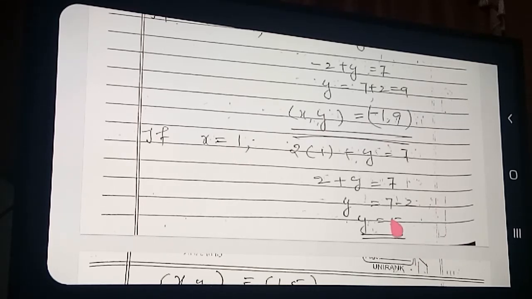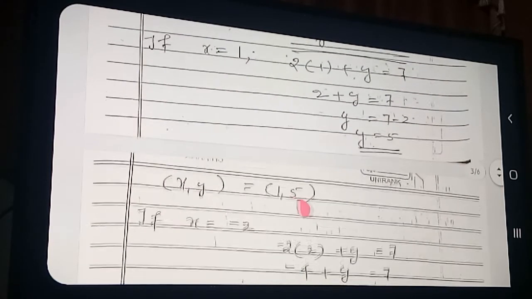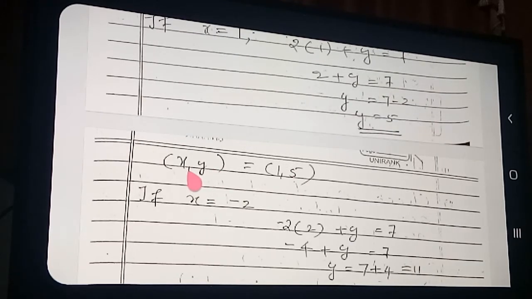Okay, very clear sums. This type of sums are very important also. This chapter is a very easy chapter also. So what is the third solution? The third solution is the ordered pair (x, y) equal to the ordered pair (1, 5). You got the third solution also now? Okay.